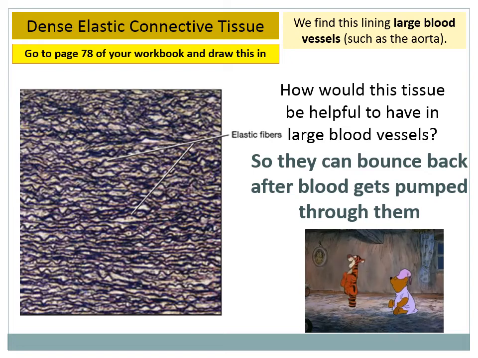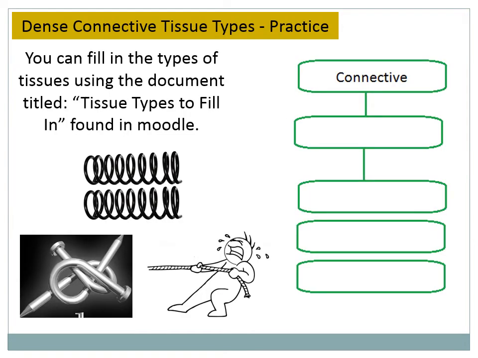If you had tissue in your blood vessels that didn't bounce back, you wouldn't be able to push blood everywhere that it needs to go. So our dense elastic connective tissue is going to allow some bounce back of our blood vessels so that we can continue to operate the way we should. All right, so we got through loose connective tissue. Now we're doing dense connective tissue here.